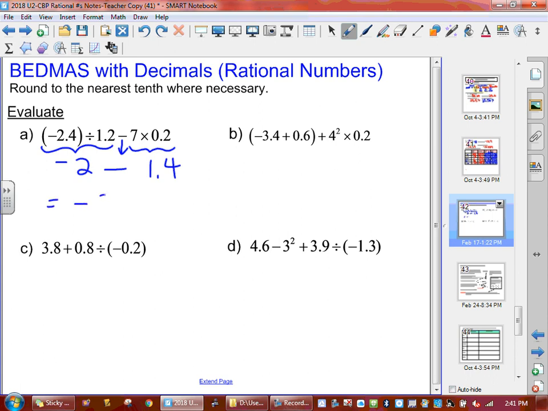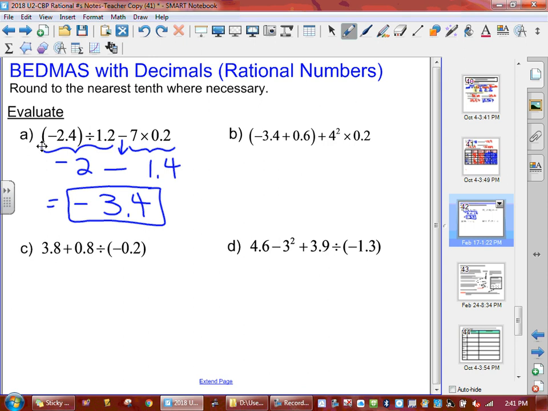Okay, so it's going to give you negative 3.4. I did it. Okay, check your work. Let's look at B. So B says brackets. What kind of brackets do we have? Is it a selfish space or is it a 2 inside them? It's a 2 inside them.